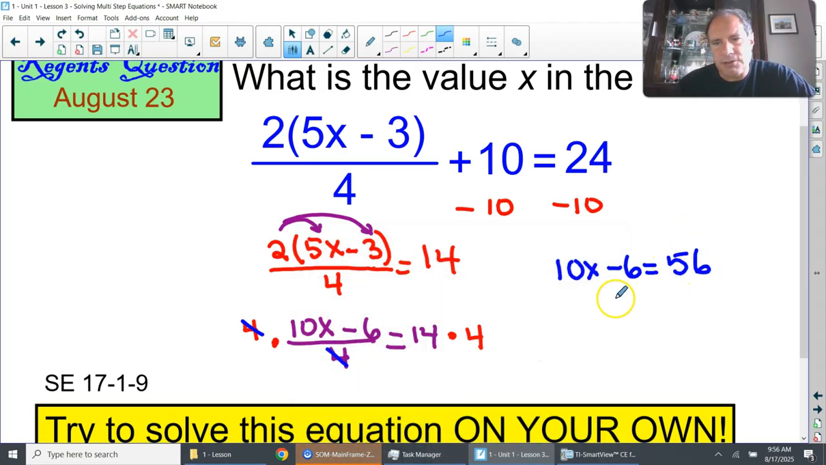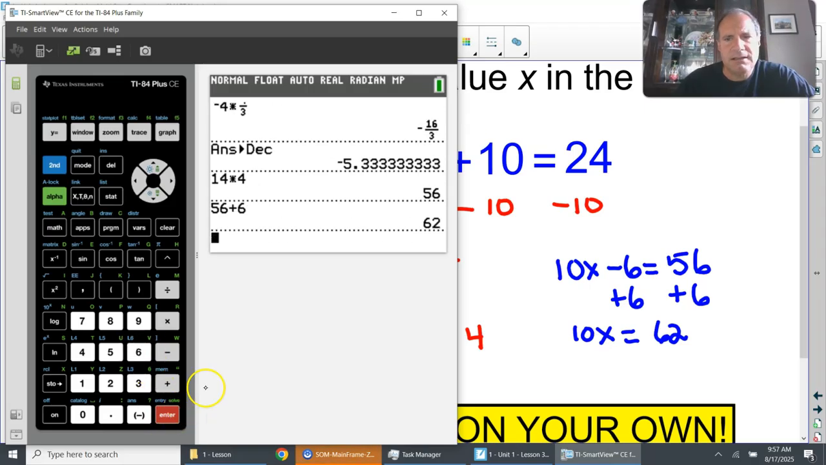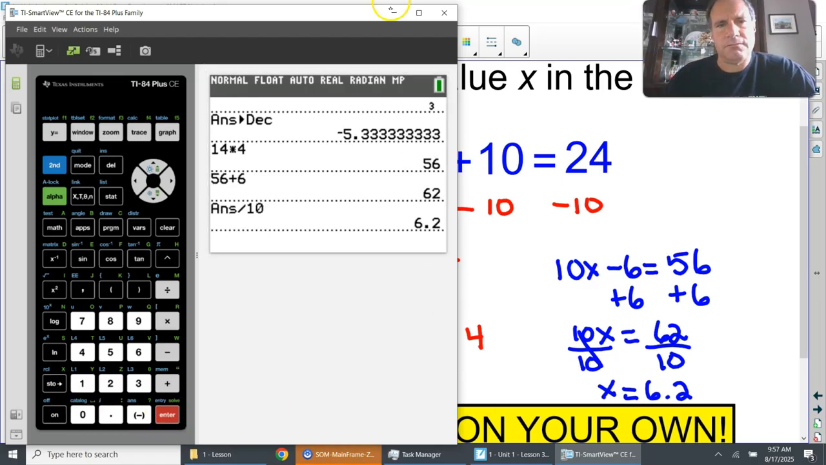Look what it becomes. It becomes a nice two-step equation. And I'm adding 6 on both sides. This is 10x equals 62. And remember, if you are confused or anything like that, there it is. Then you divide by 10. X equals 6.2. Let me just check to see if that answer is correct. 62 divided by 10, 6.2.